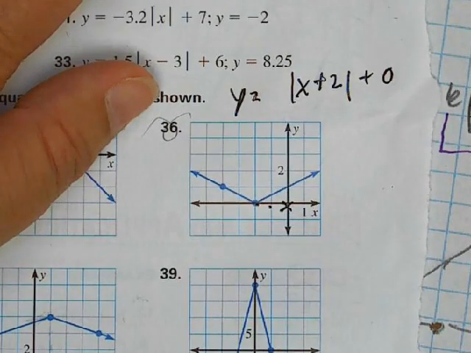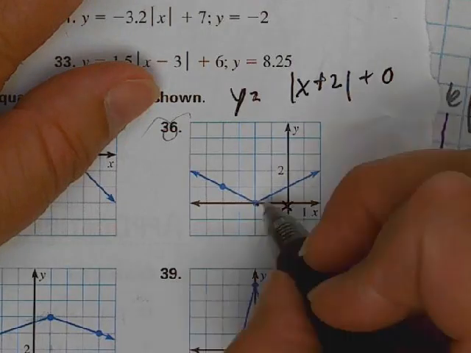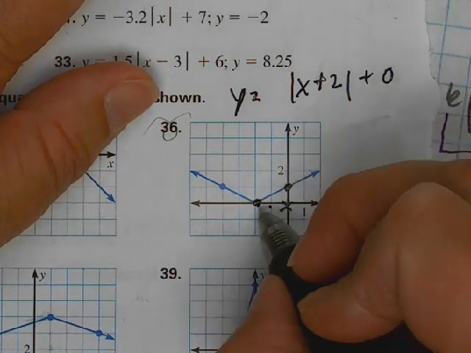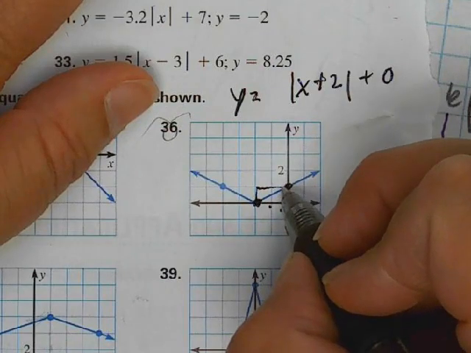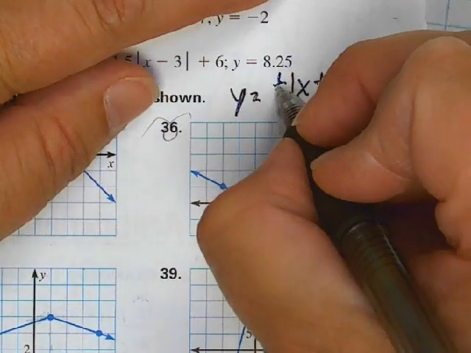And now I want to think about the slope. If I go from this point to this point, I've gone up 1 over 2. So I know that my slope is 1/2.